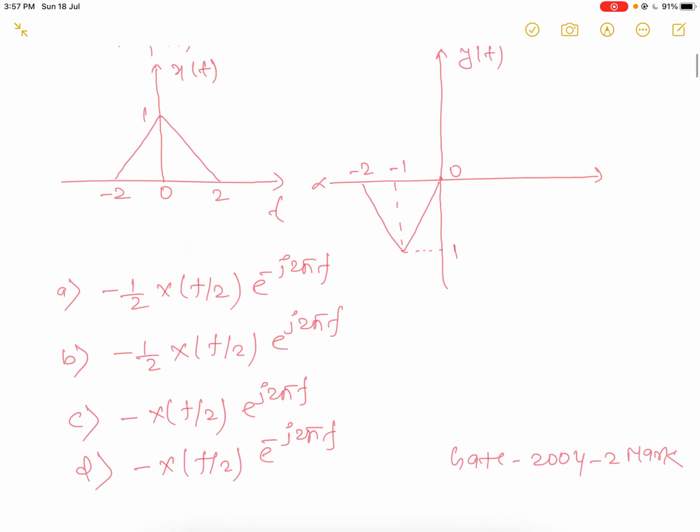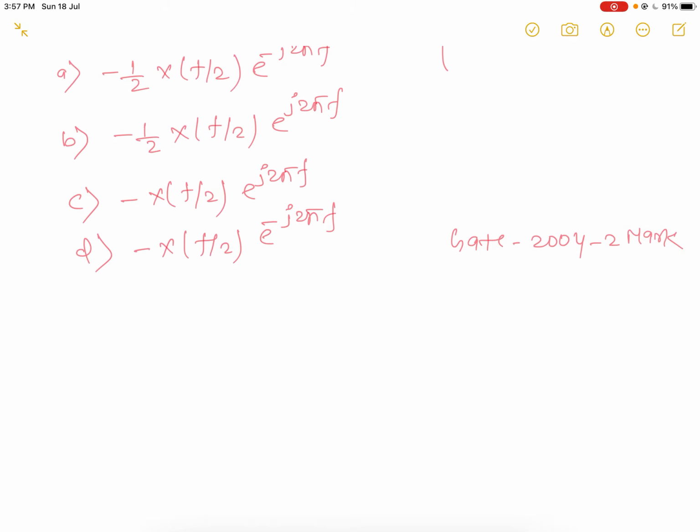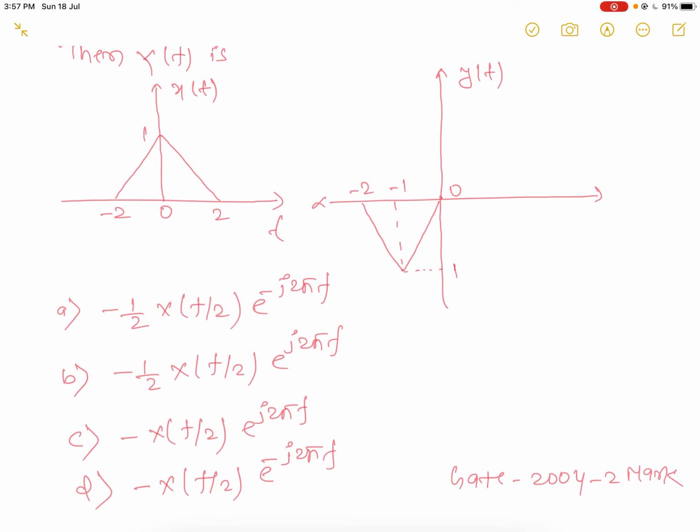Now check the relation between x(t) and y(t) first of all. In the graph, x(t) is valid from -2 to 2, which means it covers 4 units. But when you check y(t), it varies from 0 to -2. It means it covers only 2 units. So our graph is shrunk.